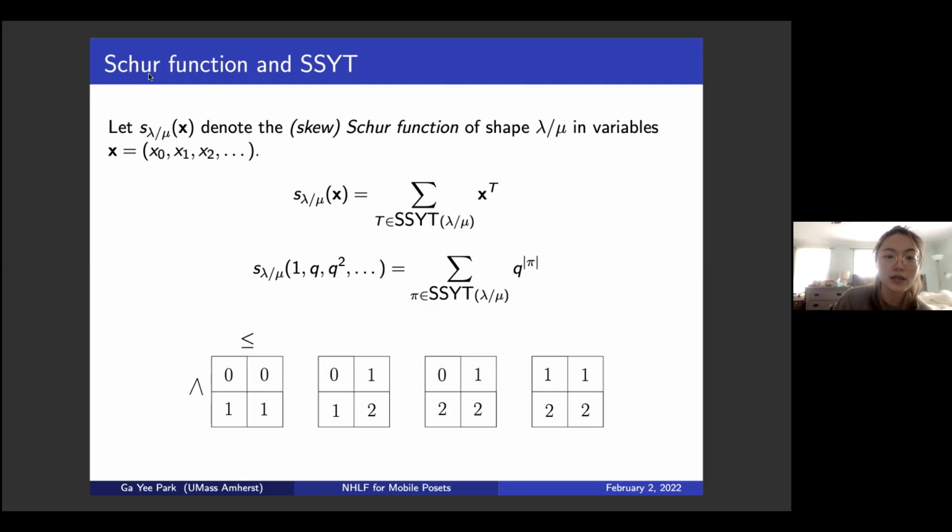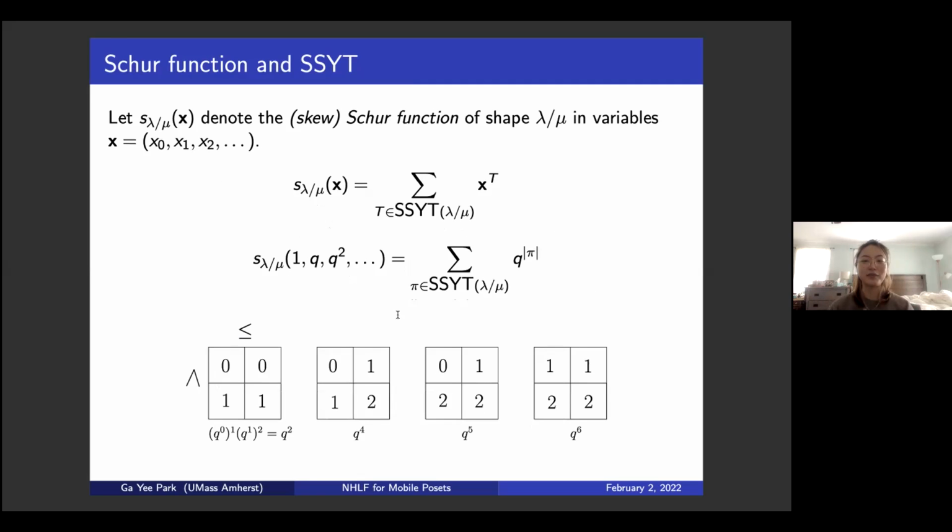So take the entries of all these tableaux and let them be the indices in these x's, or change x sub i into q to the power of i. We have the q-analog of the Schur function, and it can be defined as a sum over the semi-standard tableaux. I have actually worked it out here. For this particular shape, I have 2 zeros and 2 ones, summing all of them.